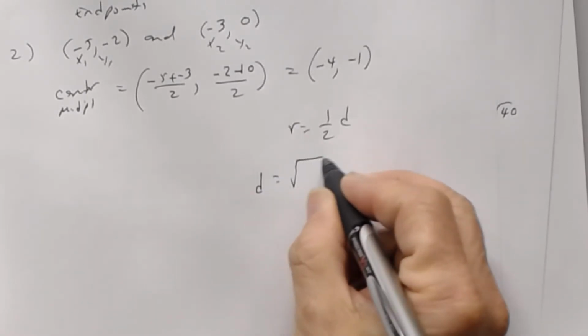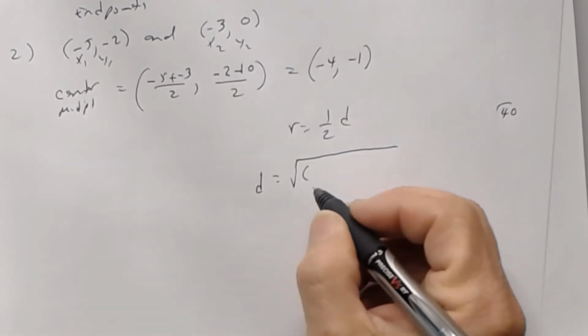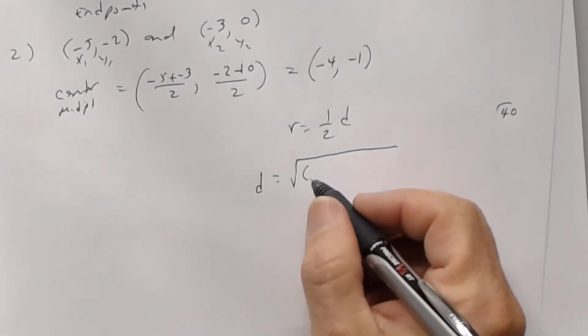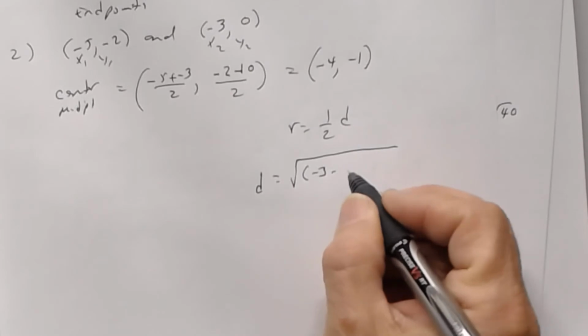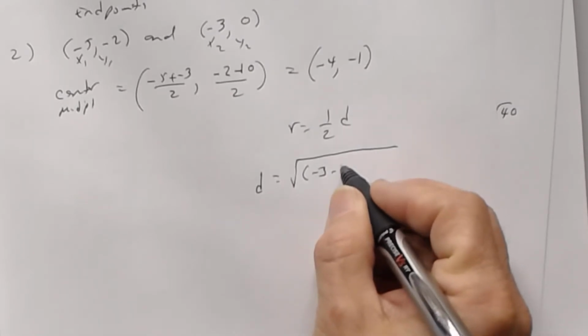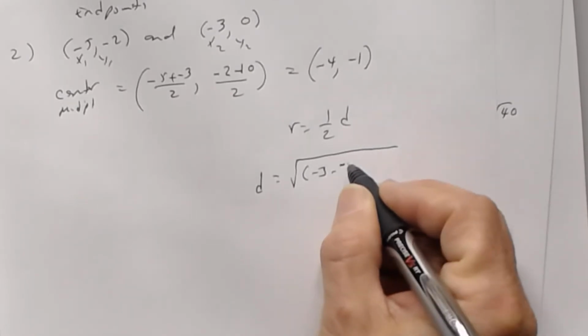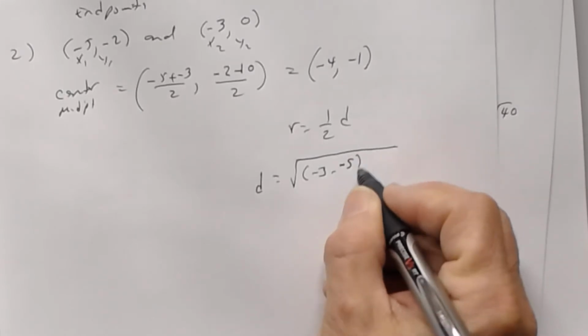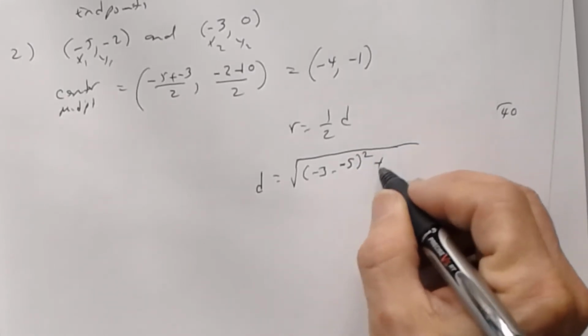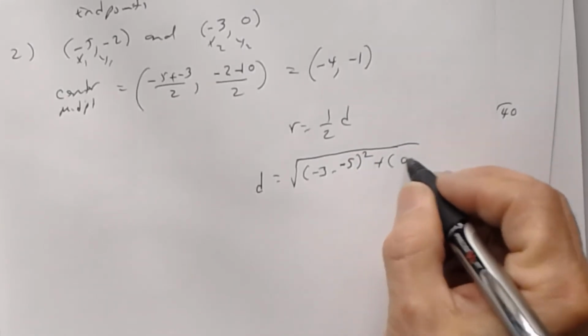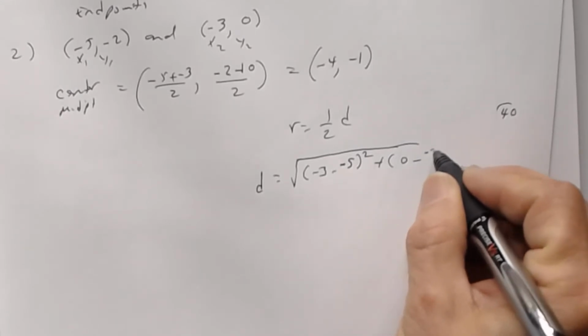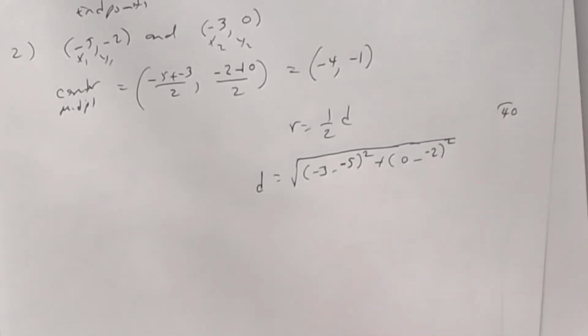So remember the distance formula. So you subtract your x coordinates. So -3 subtract what? Not -1, -5, right? Squared. Plus, then I subtract the y coordinates. 0 subtract what? -2 squared. All right, so that's where I'm at.